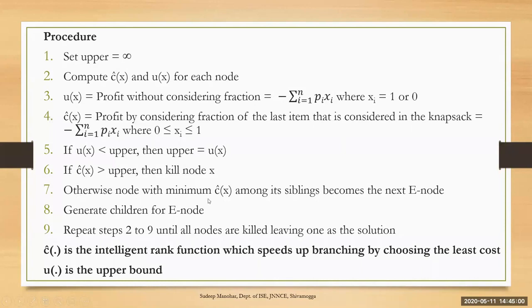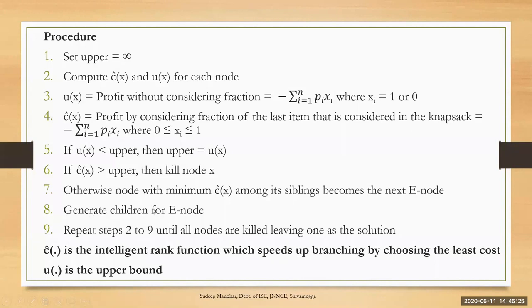Otherwise, the node with the minimum C cap of x should be considered among its siblings. Among the left and the right child, whichever has the lesser C cap of x value will be considered the next E node. Next E node means it is the promising node. So we use the term promising, while this author is using the term E node.